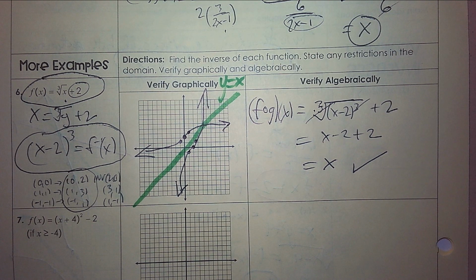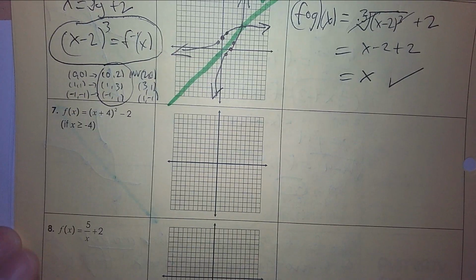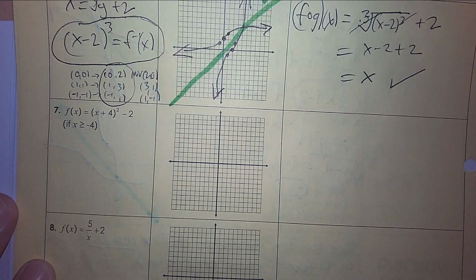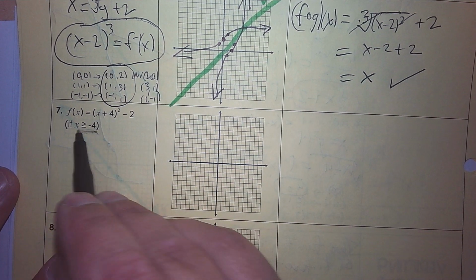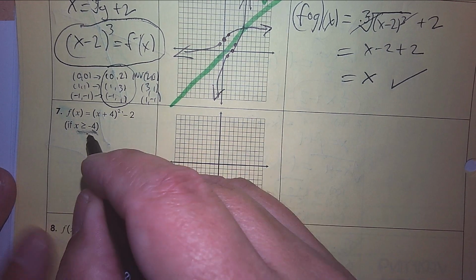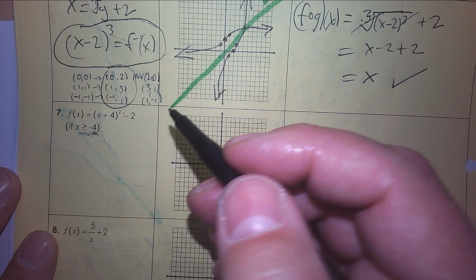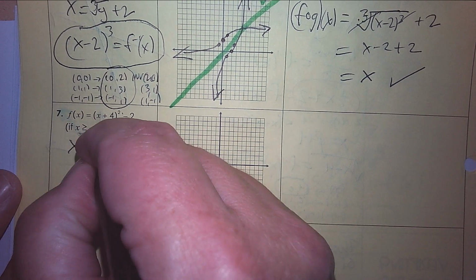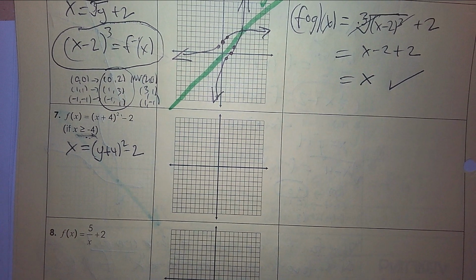All right, number 7. Because there's a domain restriction, the parabola has an inverse. It's only half the parabola, from the x value of the vertex to the right. To find the inverse, we write x equals y plus 4 squared minus 2.